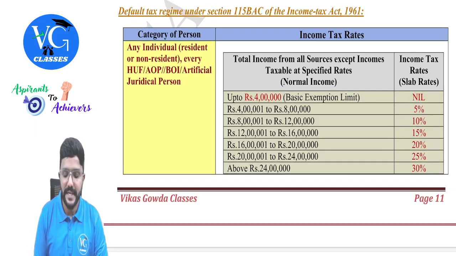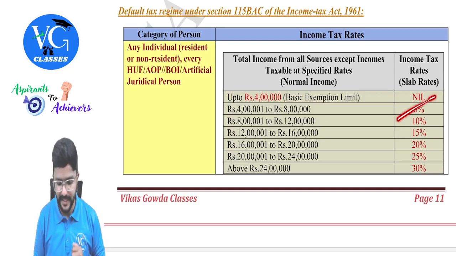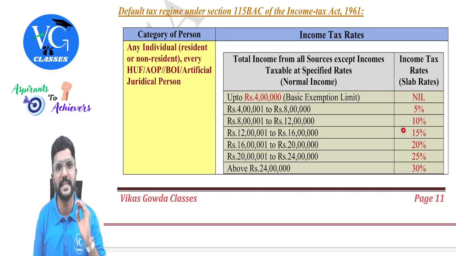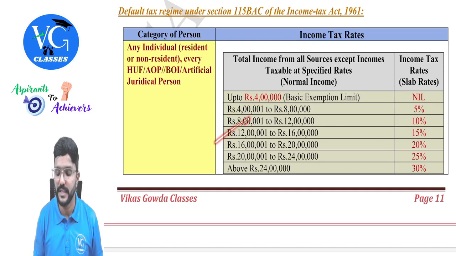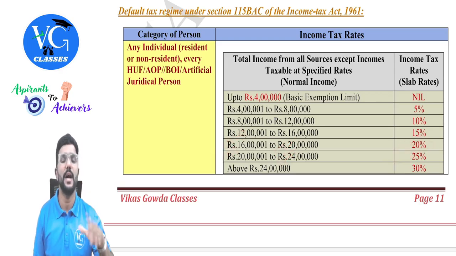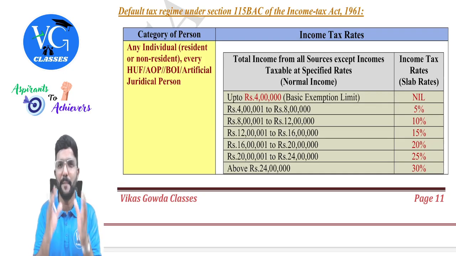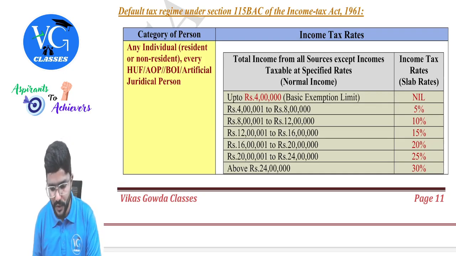So what is the tax rate, sir? Up to 4 lakh, we call it the basic exemption limit. There is no tax. Then from 4 lakh to 8 lakh, it is 5%. Then 8 lakh to 12 lakh, it is 10%. Then 12 to 16 lakh, it is 15%. 16 to 20 lakh, it is 20%. Then 20 to 24 lakh, it is 25%. And more than 24 lakh, it is 30%, guys. Is that clear?